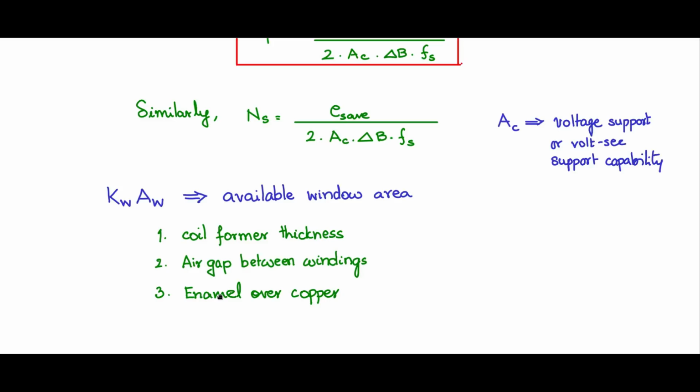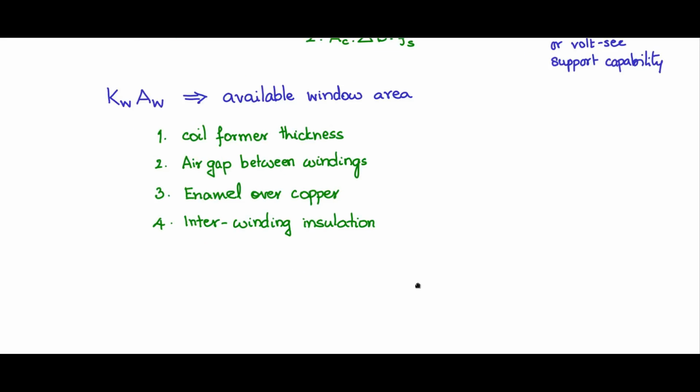Now in the case of transformers, there is another additional loss of area, and that is due to interwinding insulation. Normally transformers have at least two windings, one primary, one secondary, and in some applications you may have multiple secondaries, in which case for every winding there has to be an insulation between that winding and the one previously wound. So this interwinding insulation can eat up a significant amount of area. So the available window area is much lesser than that for an inductor.